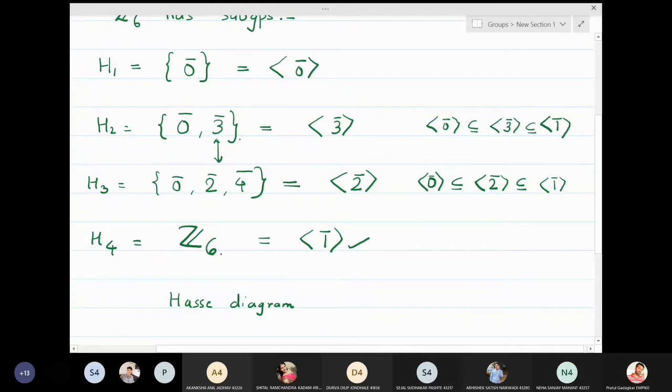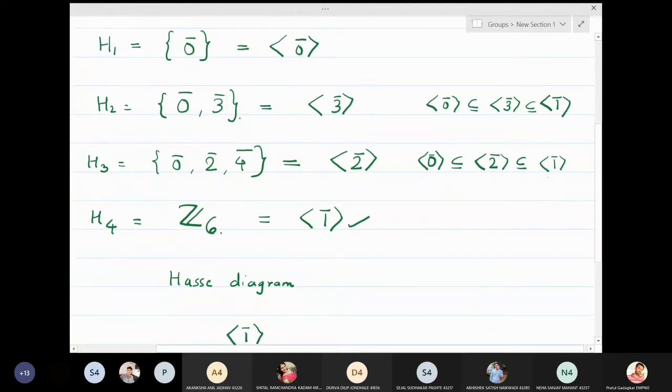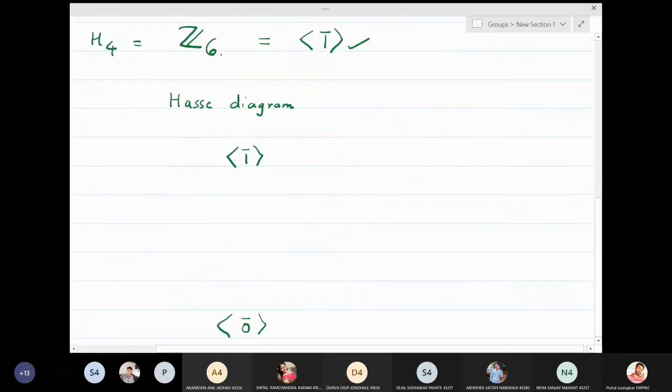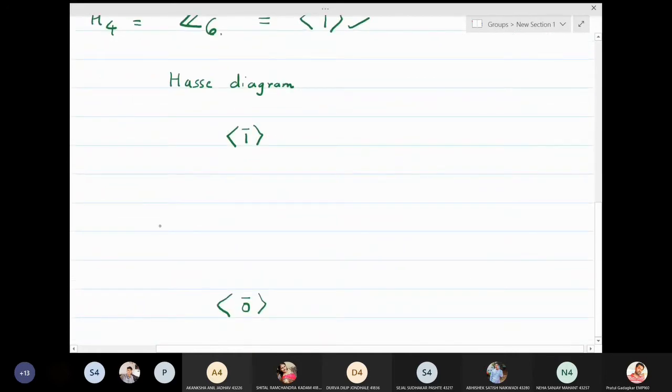But there is no connection between the subgroups H1 and H2. The common element between H1 and H2 is only the identity element, so I will not look at that element. Otherwise, the elements of H1 and H2 are not matching each other. Correct. So we will write these two subgroups in the middle. Here I have the subgroup generated by 3 bar, which is 0 bar and 3 bar, and this is the subgroup generated by 2 bar, which is 0 bar, 2 bar and 4 bar. And I will join them, because the 0 subgroup is inside the subgroup generated by 3 bar, and the subgroup generated by 3 bar is also inside the one generated by 1 bar.